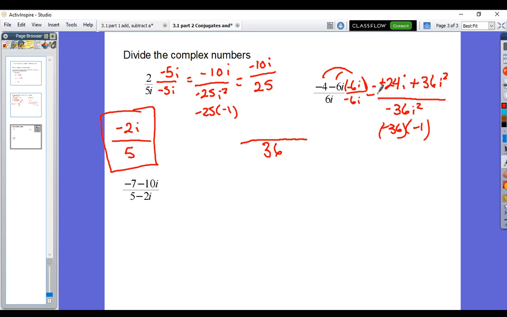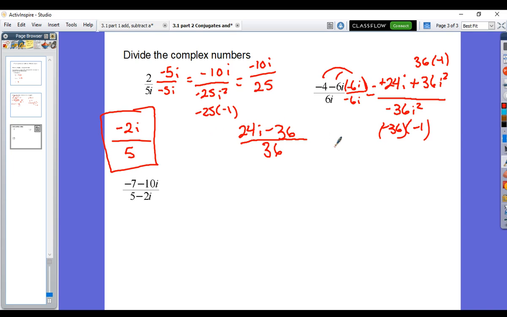On the top, we still got the 24i over here. But this, we got a positive 36 times a negative 1. So we got negative 36. Now, let's think about this. What can we factor out of this that can reduce it down here? Now, everybody wants to automatically just cancel that out. But no, remember, this whole single number down here has to reduce with both of these in the same manner, in the same way. So if we factor out, let's say, a 12. Let's take out a 12.